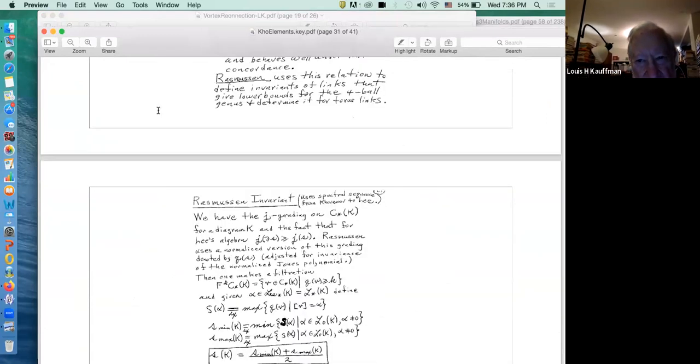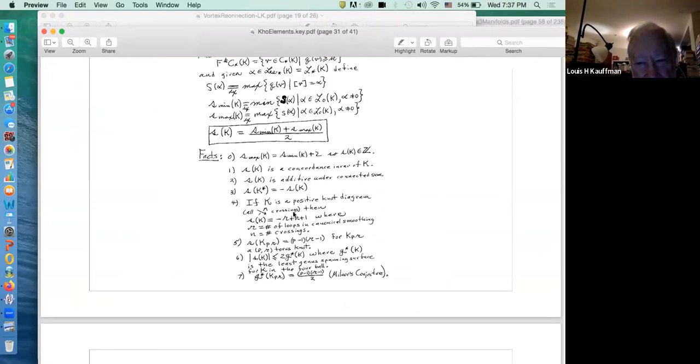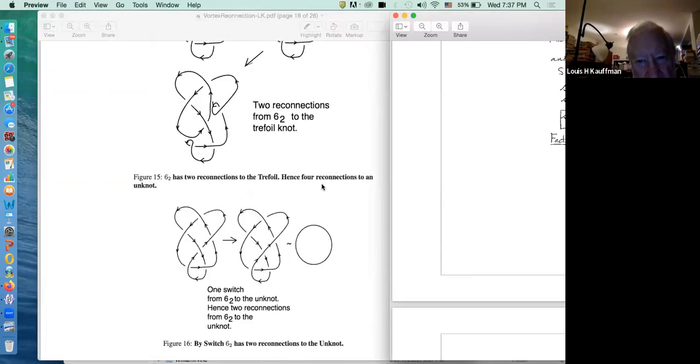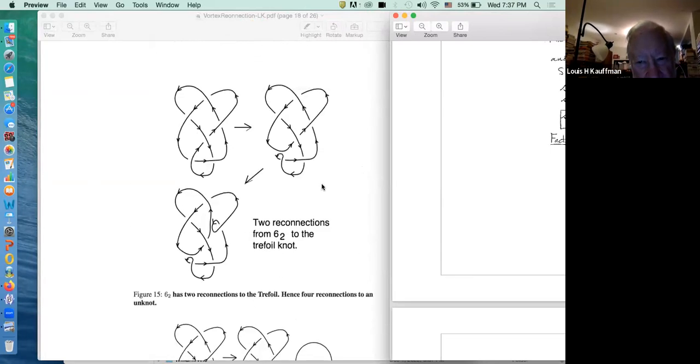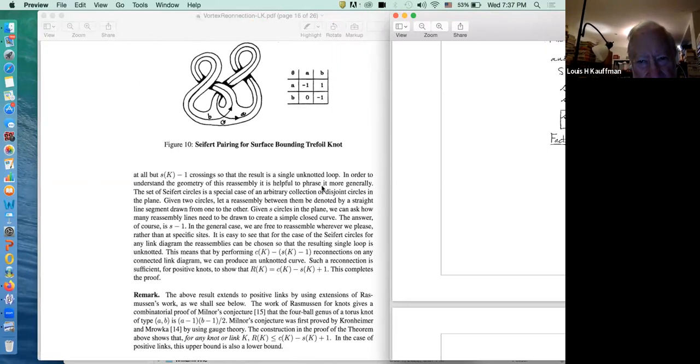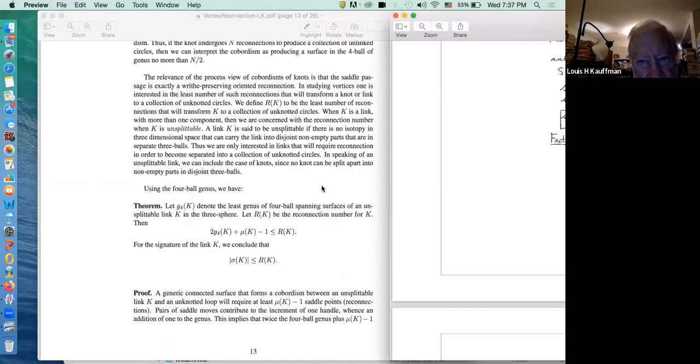And so the fact that by using this theory, we can understand the topology of surfaces whose boundary is a given diagram of a knot, allows us to find out what is the least number of reconnections that happen, because every reconnection corresponds to going through a saddle in the course of the action. So for the sake of that, I want to show you one more picture and then we'll stop.